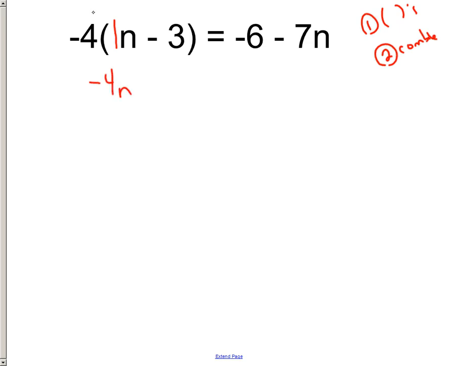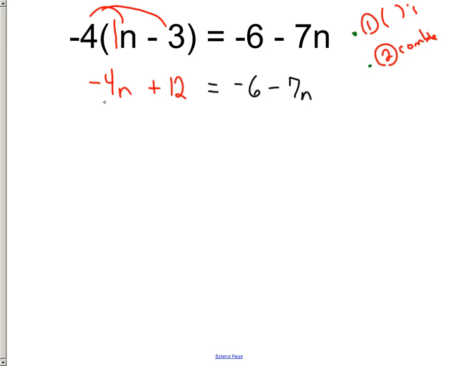So we're going to distribute, and we got negative 4n. Negative 4 times negative 3 is positive 12. There's nothing else to distribute, nothing else to drop on that side of the equal sign, and nothing to distribute here, so we'll just pull this on down. So we've got number 1 taken care of. What about the second step?